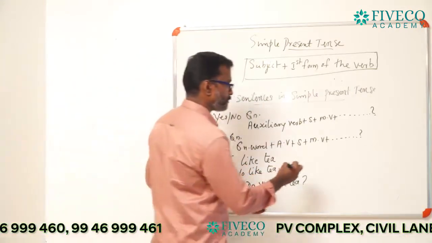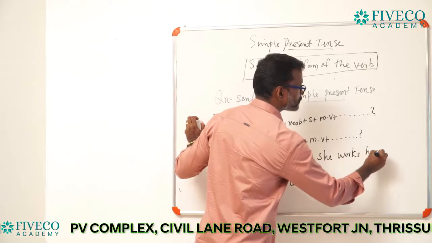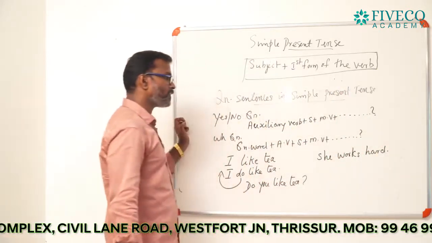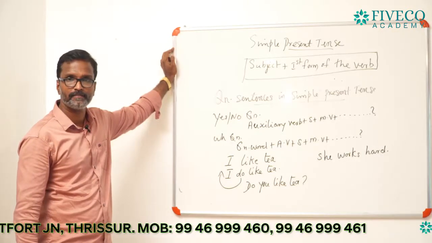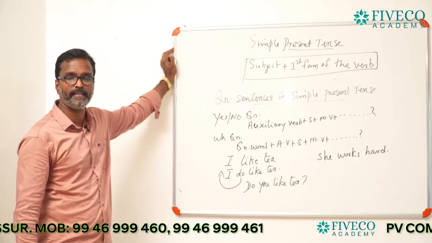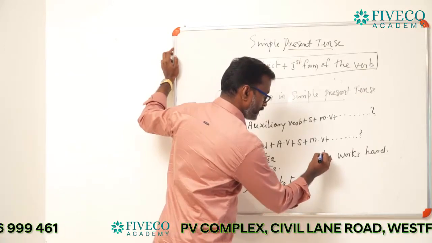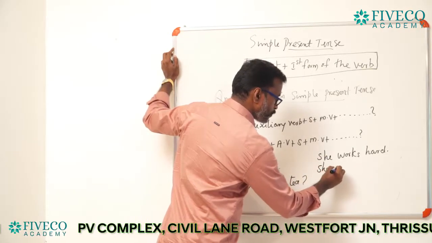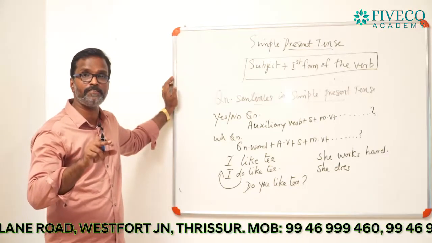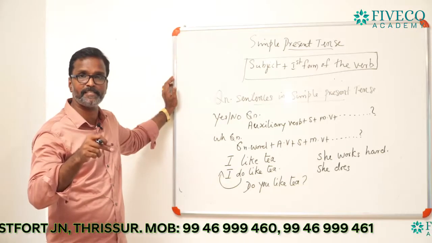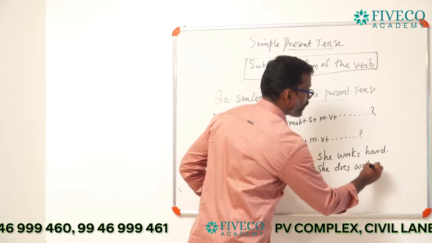And I shall give you another example. She works hard. How can you make a yes or no question? First you use the auxiliary verb. Here she is the singular subject, so you can select does. I told you, does can be used with a singular subject. So I used does: she does work hard. Work hard, not works.